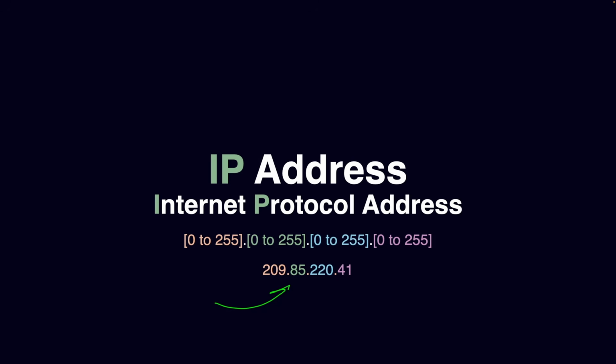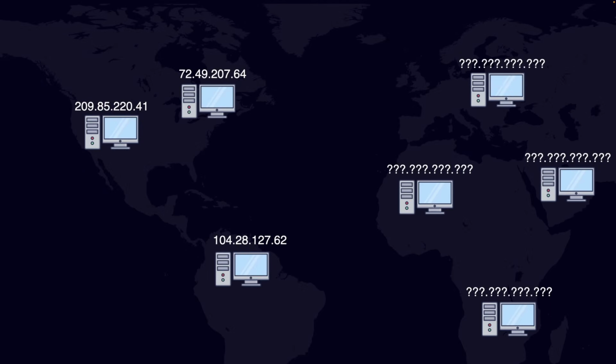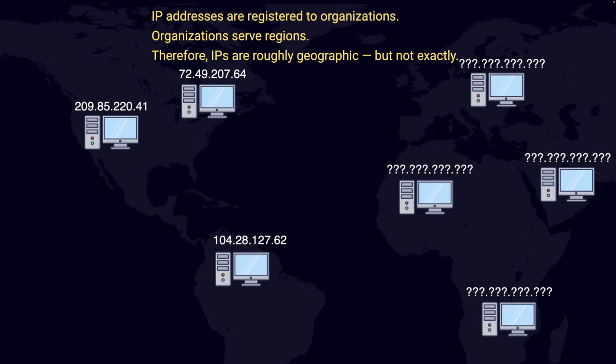These IP addresses have some interesting properties. For example, they are assigned to computers based on the regions that they are in. So there are specific ranges of the IP addresses that are assigned to specific parts of the world. That's why from an IP address, you can approximately know where that computer is on the planet.